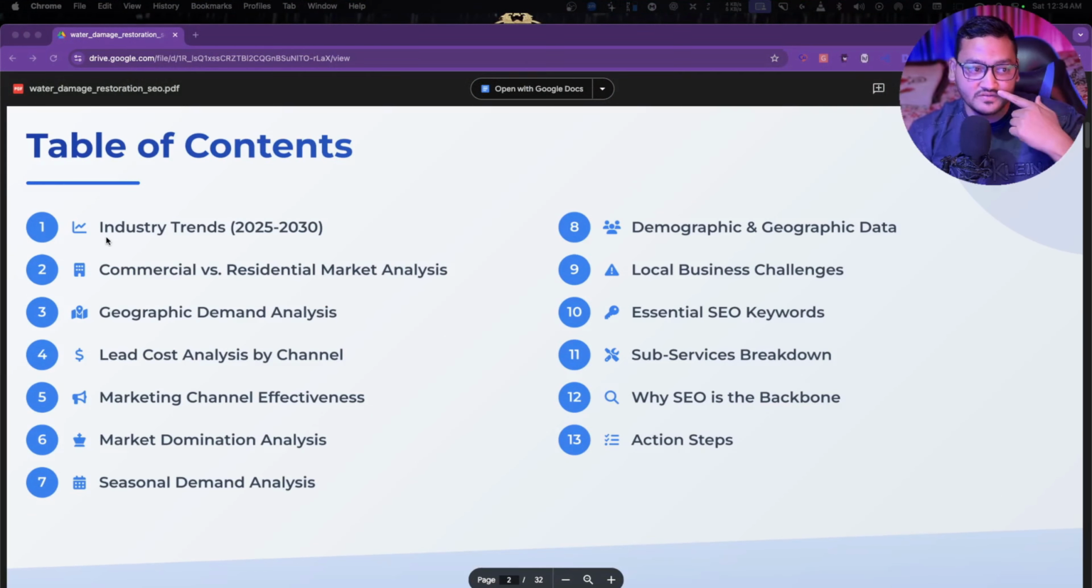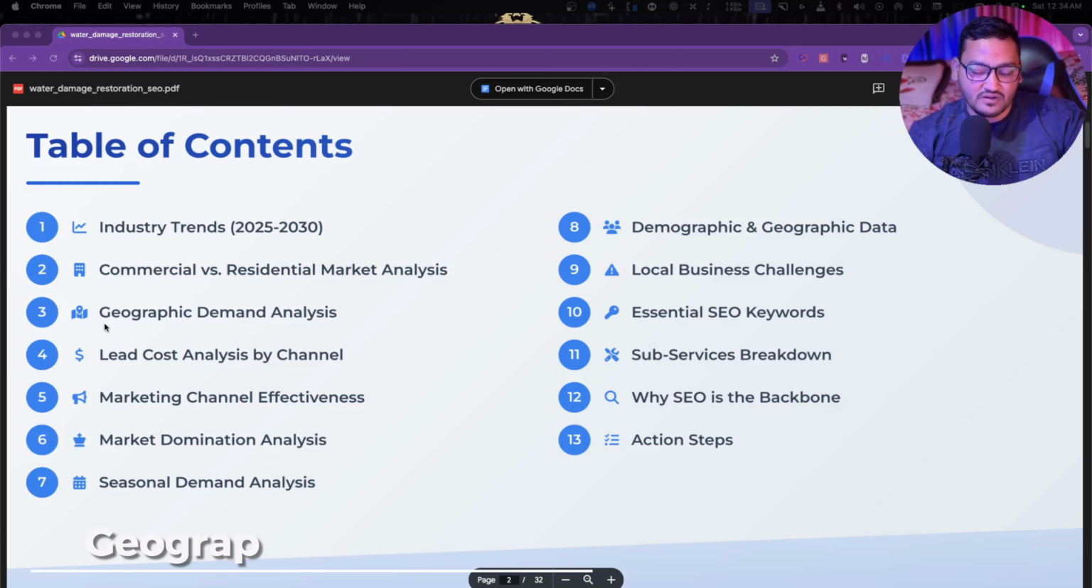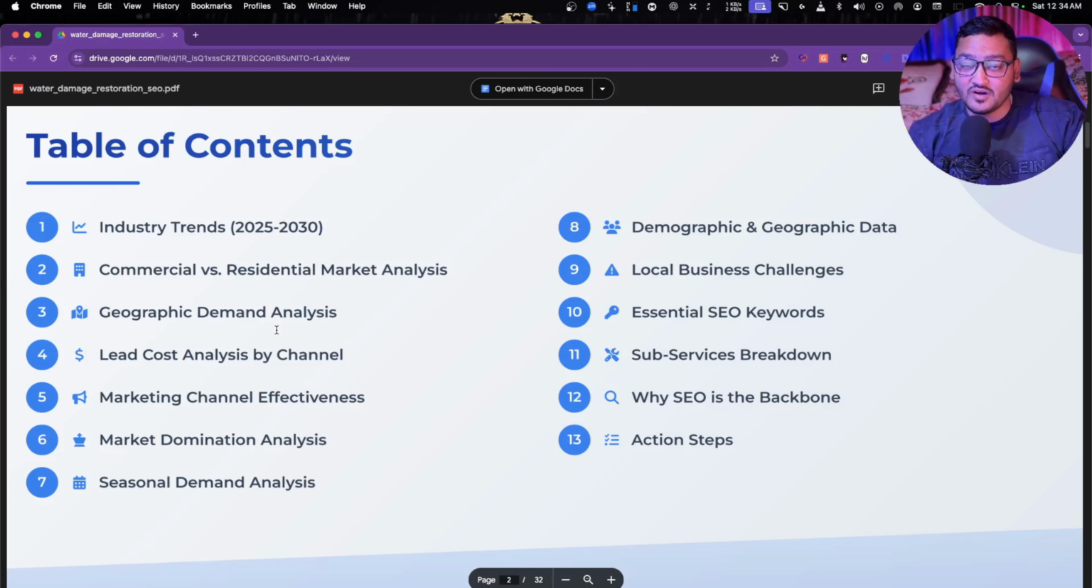The first one is industry terms and industry trends, basically the difference between the commercial and residential market. You need to have the data so that while you are creating content for them, you have a clear idea whether the commercial market or the residential market has the bigger impact in this area. Then geographical demand: you need to identify which services or which areas have the most demand.